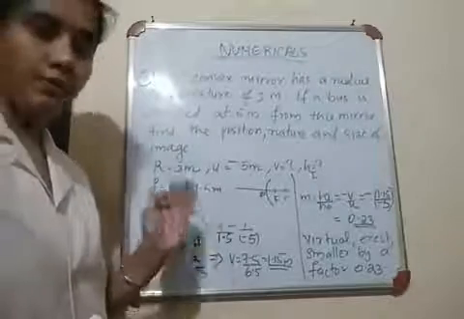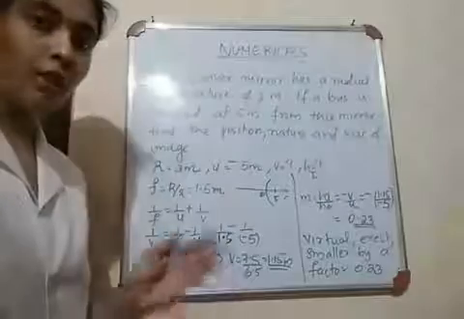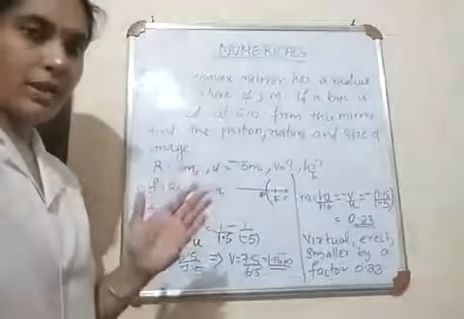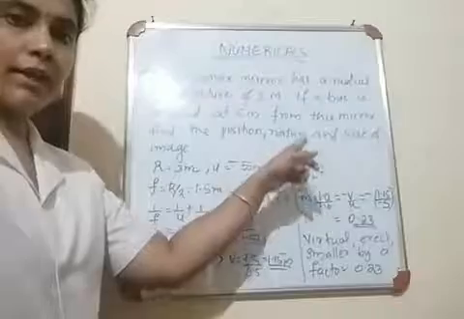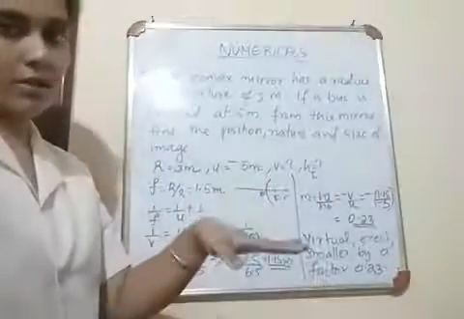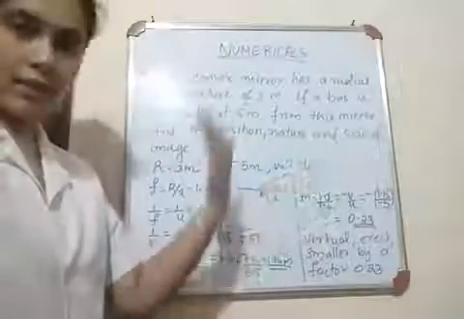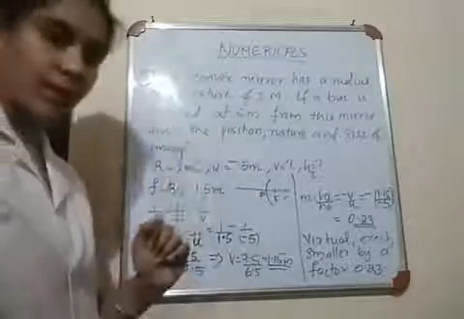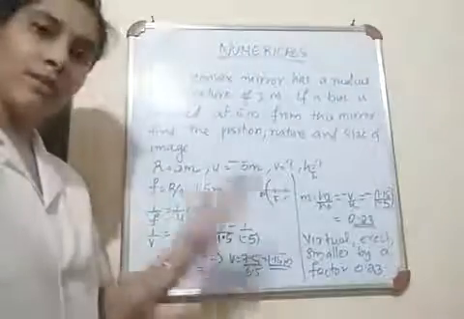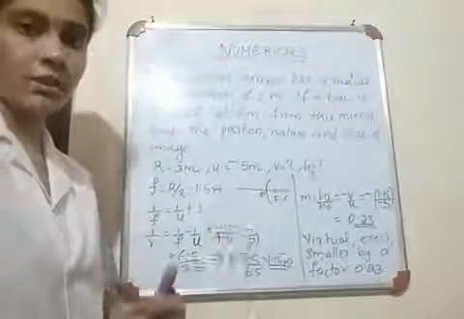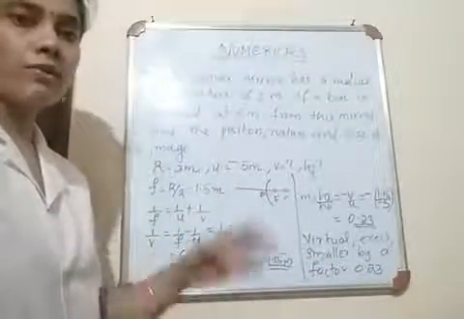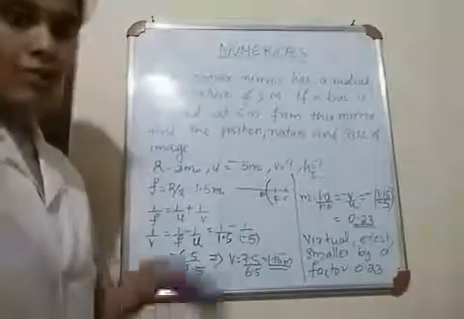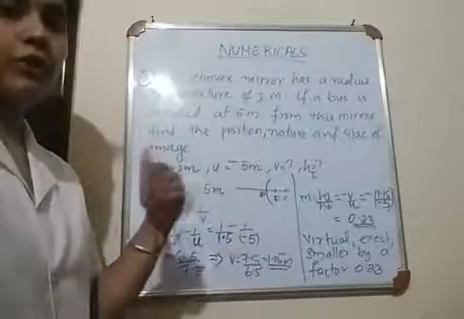So you must find out v and you must find out the nature of the image. Position means you are supposed to find out v, the location of the image, and you must find out the nature, whether it is virtual or real, erect or inverted, diminished or enlarged. Since it is a convex mirror, we can easily write it is virtual, erect and diminished, because a convex mirror will always produce a virtual, erect and diminished image. But we have to prove it mathematically, through the result.